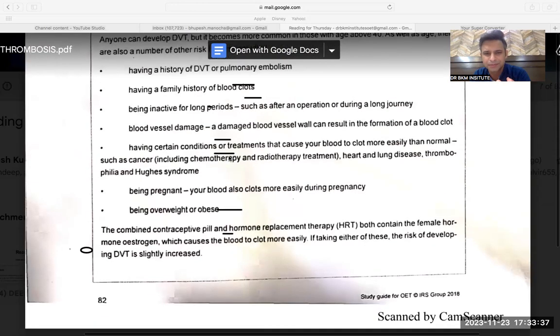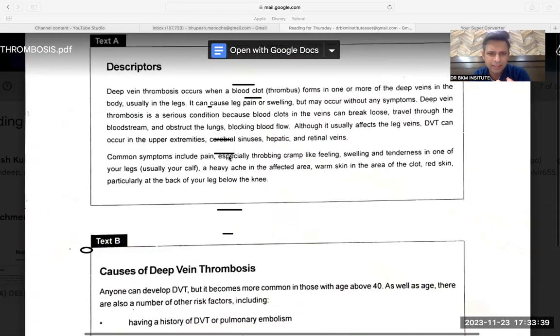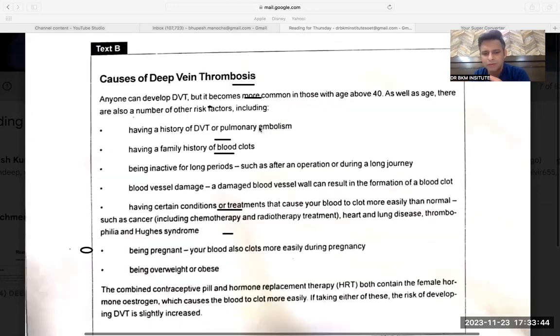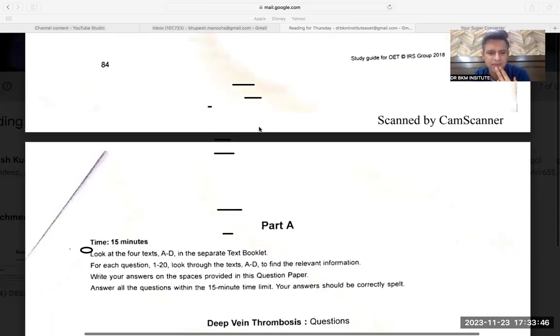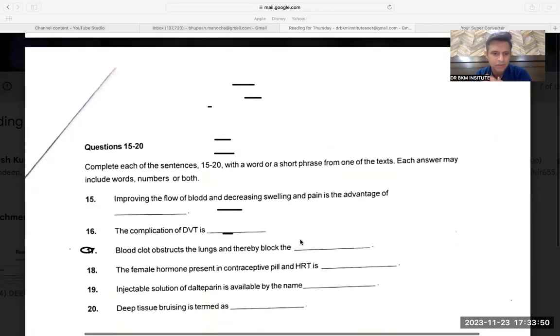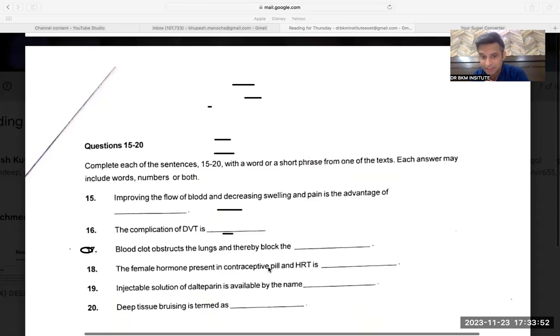Block the lungs. So I just read the word, that lungs blocking the blood flow, obstruct the lungs, blocking the blood flow. So blood flow should be the answer if it is the block word. So yeah, and thereby block the blood flow. The female hormone estrogen, I read it somewhere. So I would save time.